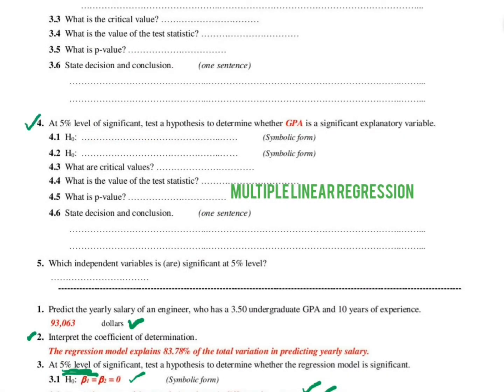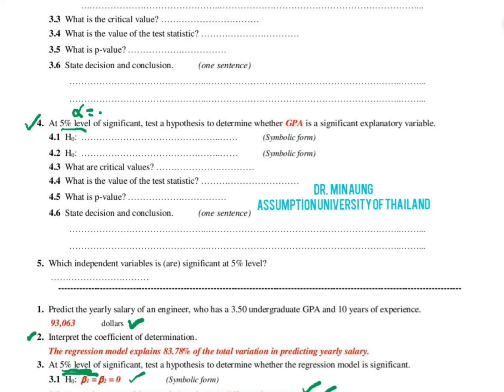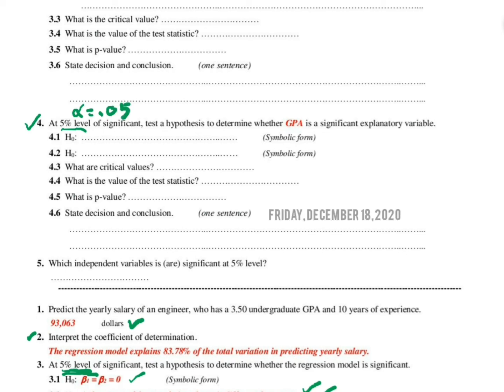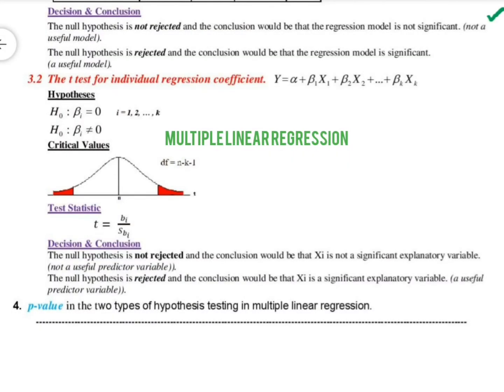Question 4. At 5% level of significance, alpha 0.05, test the hypothesis to determine whether GPA, X1, is a significant explanatory variable. X1 can explain the values of Y. This is the meaning: significant means it has effect, X1 affects Y. So this test is called the individual test of significance.